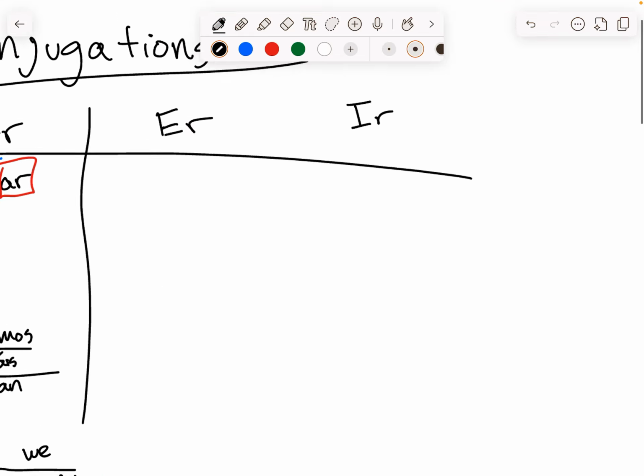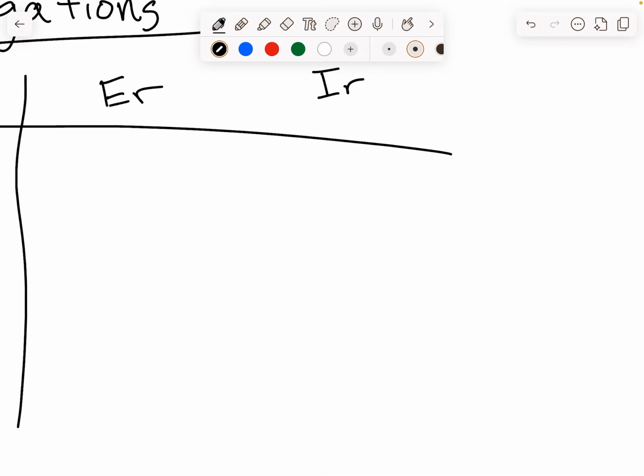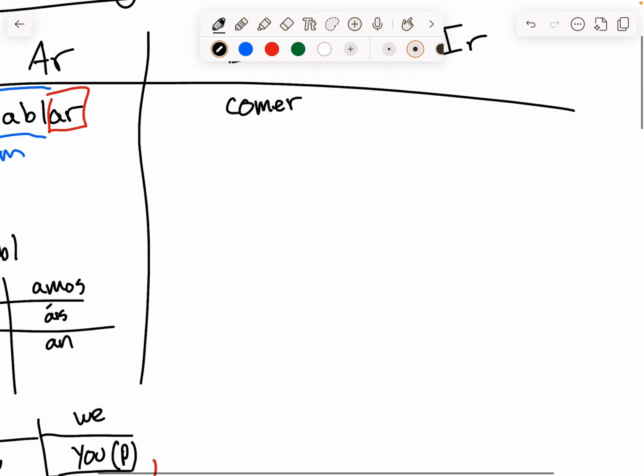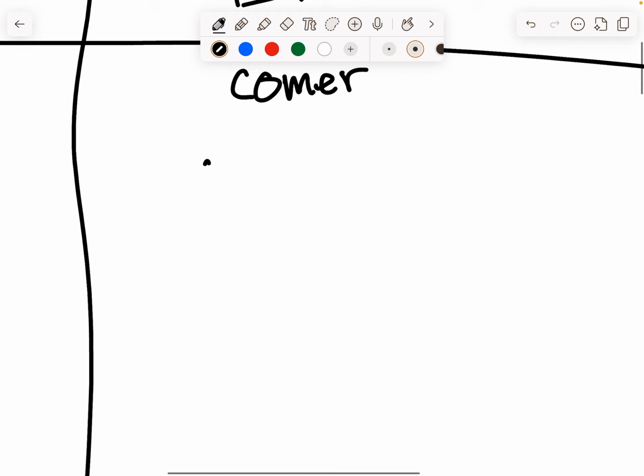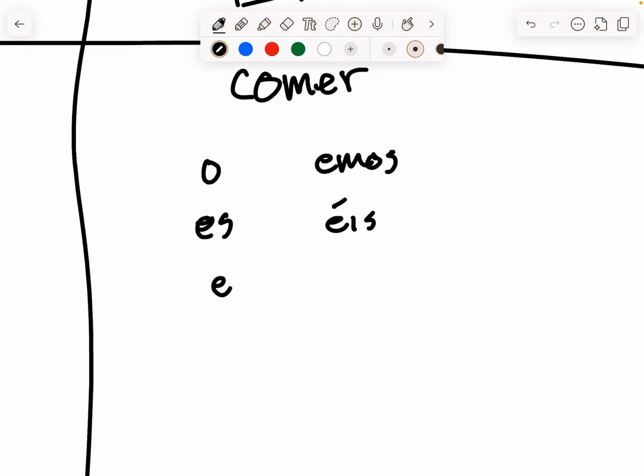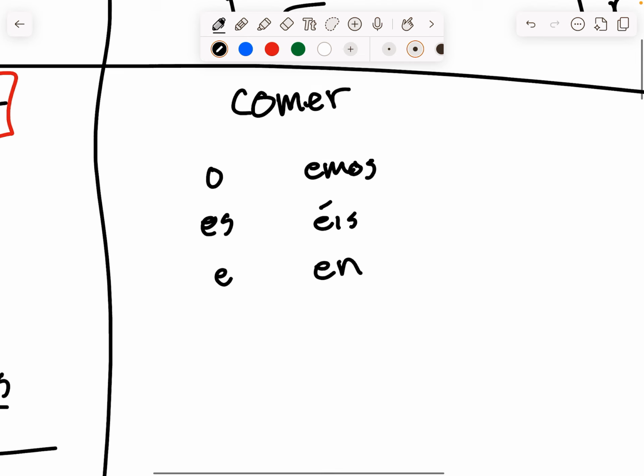Let's talk about ER and IR ending verbs. For example, comer, which means to eat. The ER ending verbs end differently than the AR ending verbs, and they go like this: o, es, e, emos, eis, en. Again, I, you, he, we, you plural, they.